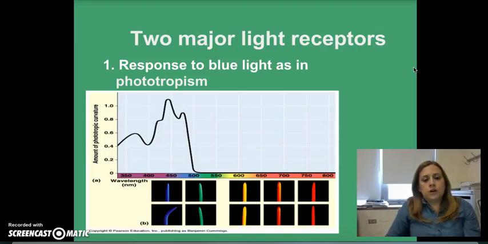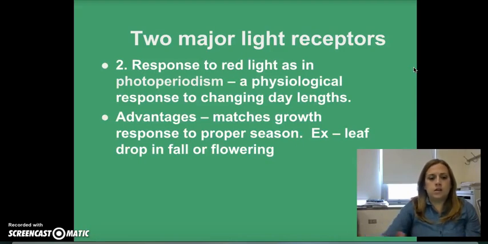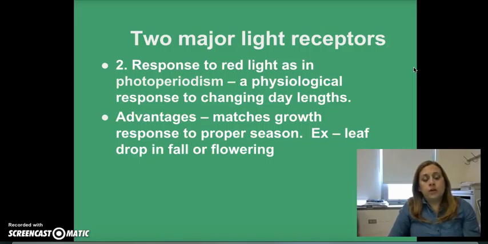First is you have the response to blue light, as in phototropism, and so that was again the bending. But you also have a response to red light, as in photoperiodism, and this is essentially the physiological response to changing in day length. So phototropism was the bending in response to light.